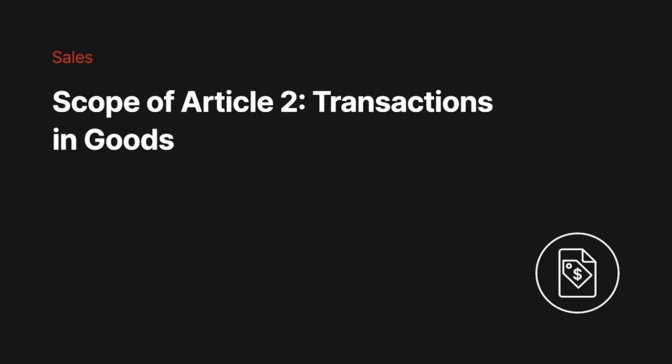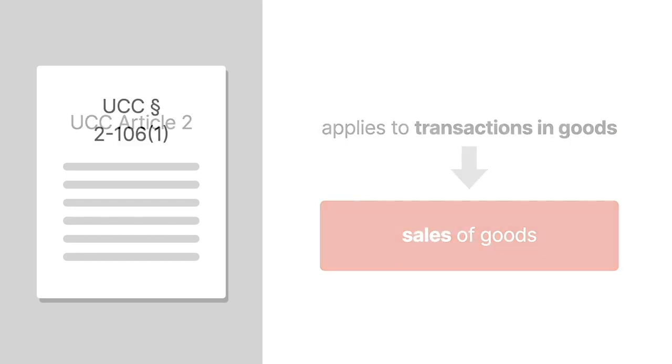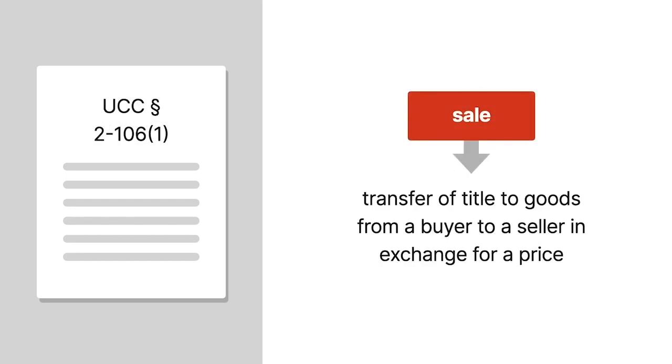We'll start our sales course by considering the scope of Article 2 of the Uniform Commercial Code, or UCC. Article 2 applies to transactions in goods. Although the UCC doesn't actually define a transaction in goods, this term covers more than just contracts for the sale of goods. However, most transactions that fall under Article 2 are sales of goods. A sale is the transfer of title to goods from a buyer to a seller in exchange for a price. Article 2 covers both present and future sales of goods.